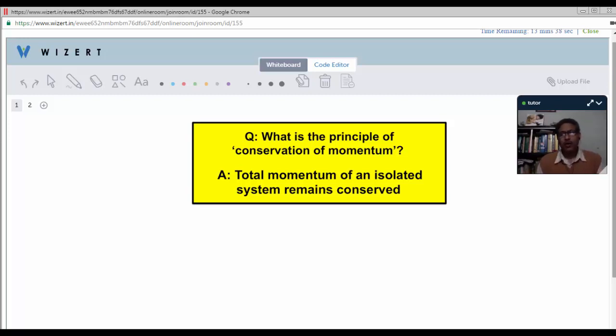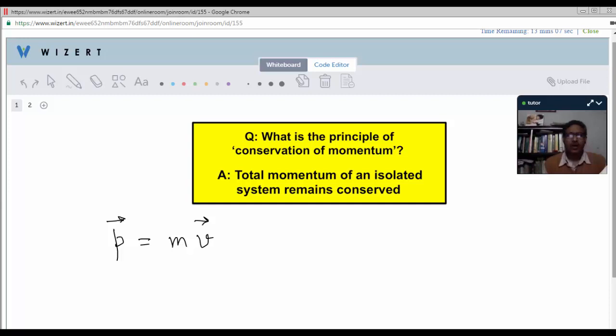Now, what does the momentum of a body mean? If we denote momentum by P, then P is equal to m times v, where P is the momentum of the body, m is the mass of the body, and v is the velocity of the body. As velocity is a vector quantity, P is also a vector quantity.